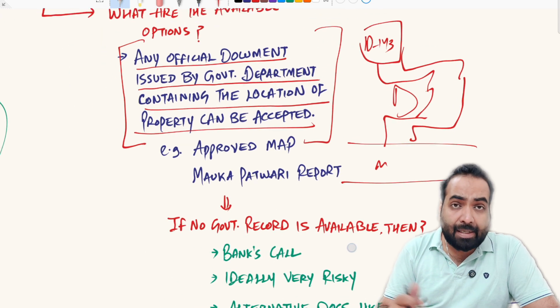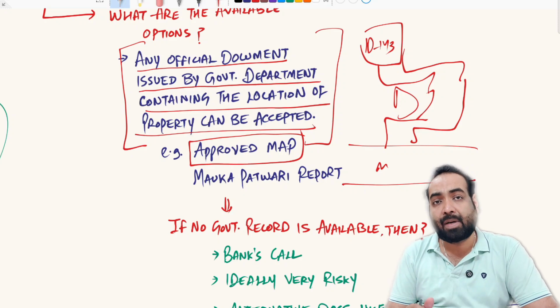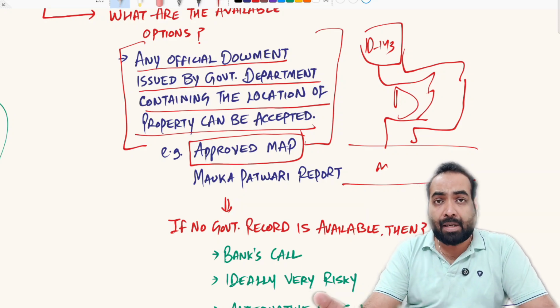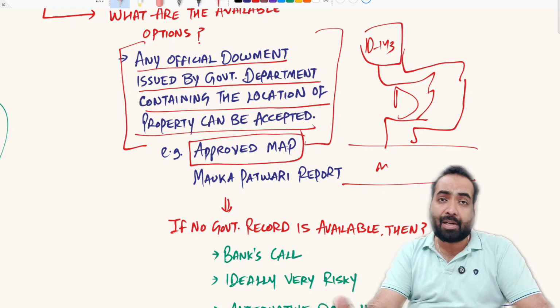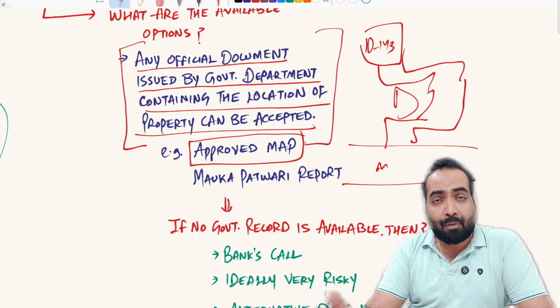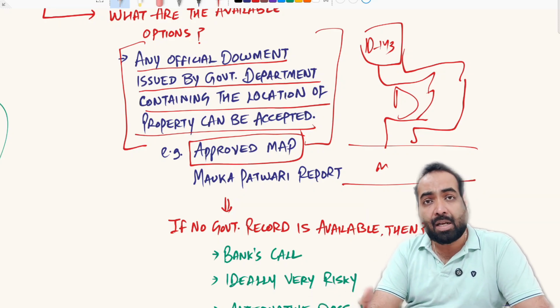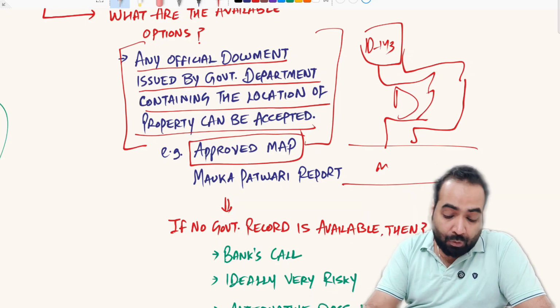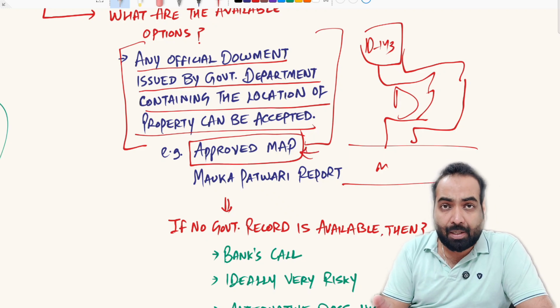So what are these government documents? The main document is the approved map. The town planner approves the map of the property when you build the property, especially in the industrial areas. The map for its location and construction is approved by the concerned town planner department. So the approved map issued by them is a very good address proof and identification proof for us, right?